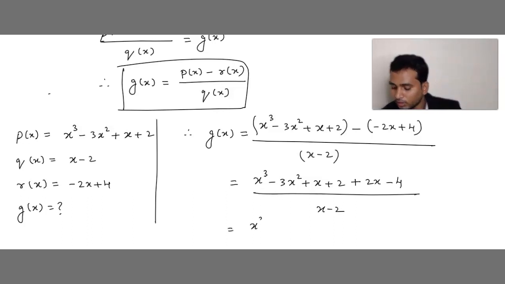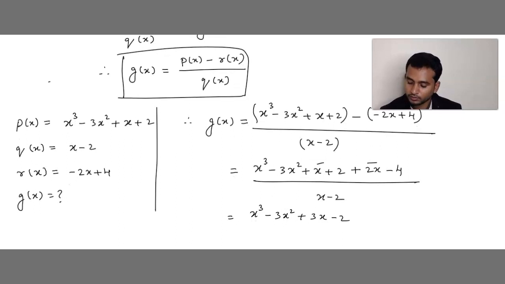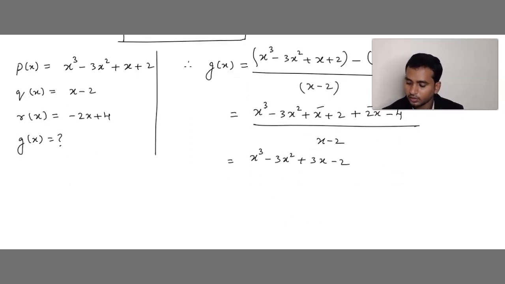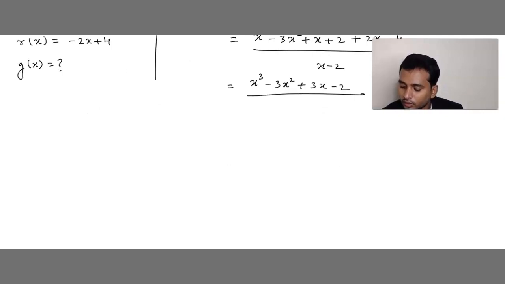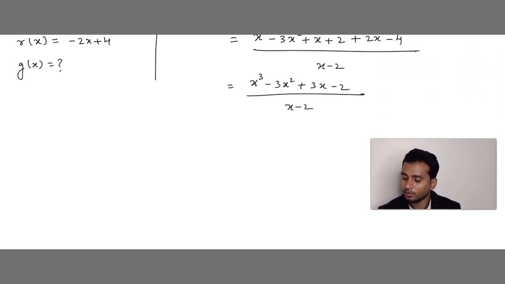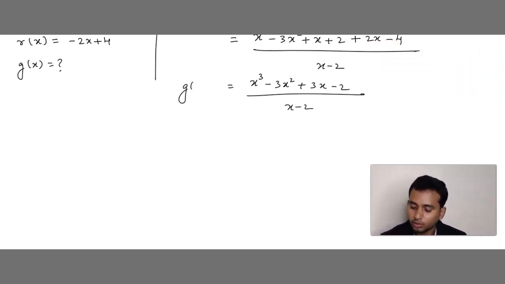Now we can see here x cube, second degree is minus 3x square, first degree we can see here is x and here is 2x, that is 1x plus 2x, that is 3x. 2 minus 4 is minus 2. So these values we need to divide by x minus 2 to find g of x.